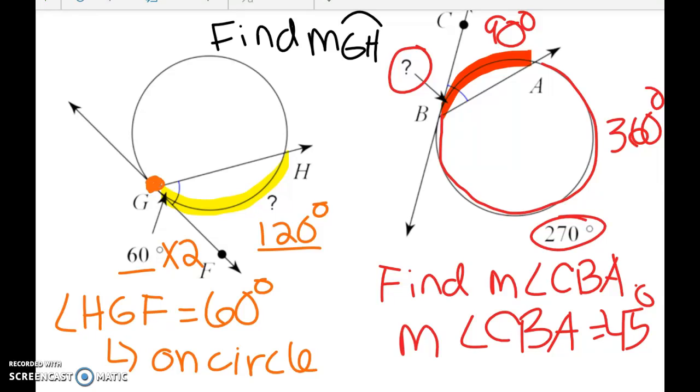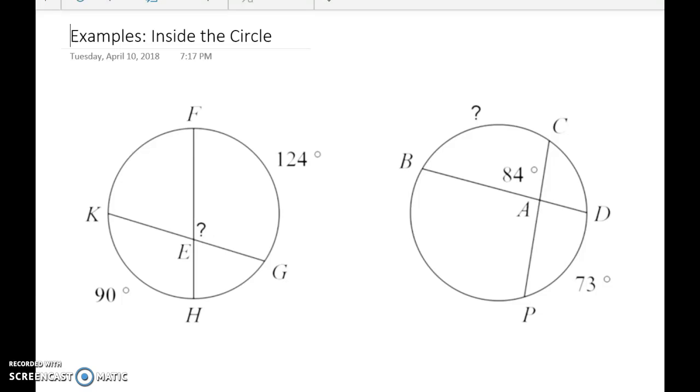Now, let's look at some more examples here. Examples inside the circle. Well, what are they wanting you to find? First, you have to find that out. The question mark is at angle FEG. So let's find FEG.